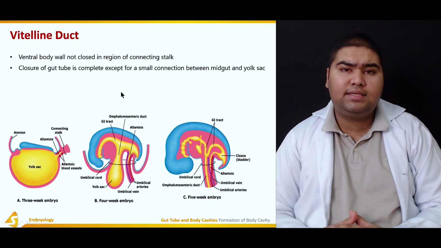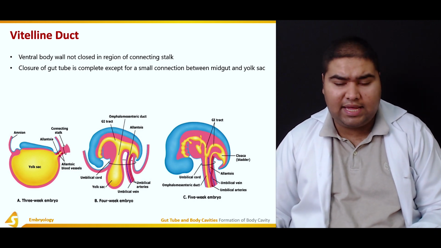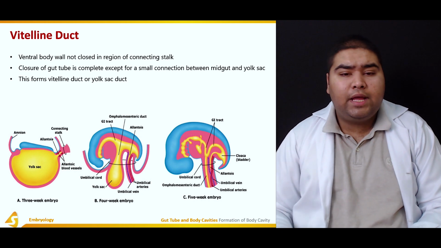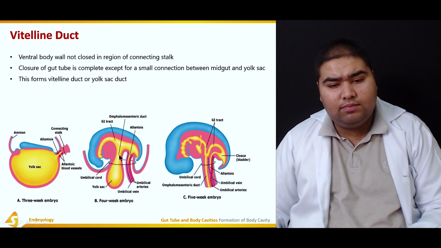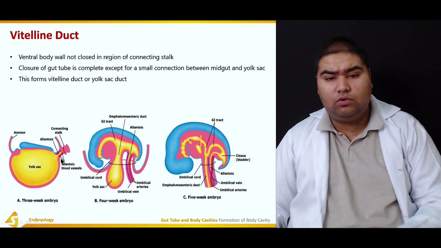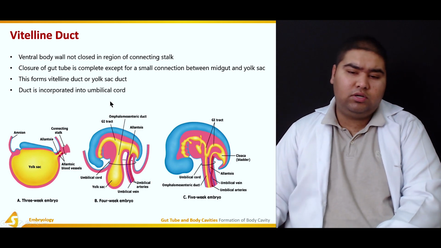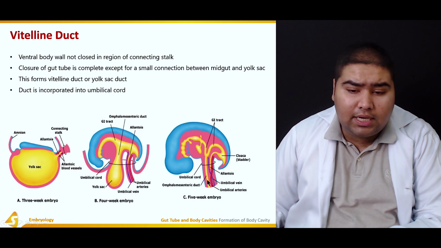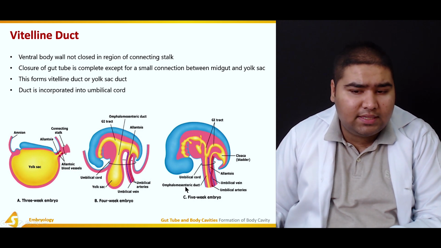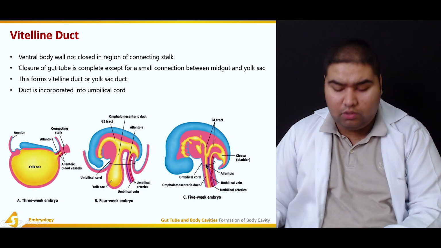Not repaired in the sense, but this physiological herniation is taken back and all the gut loops are taken within the gut cavity itself. Now, this forms the vitelline duct or the yolk sac duct. The duct is incorporated into the umbilical cord eventually. This is the vitelline duct, which is also known as omphalomesenteric duct. It is incorporated within the umbilical cord.